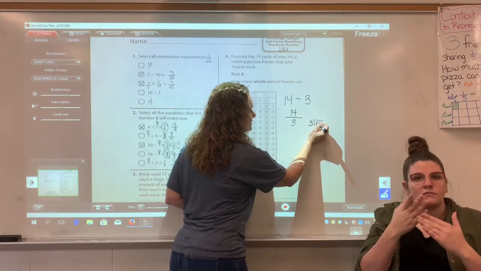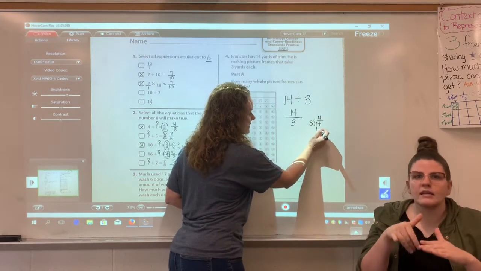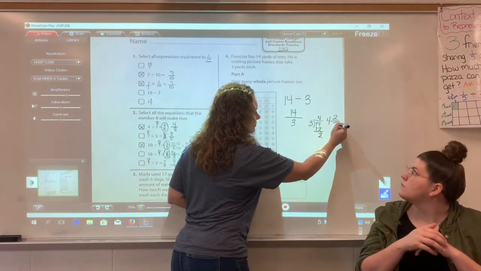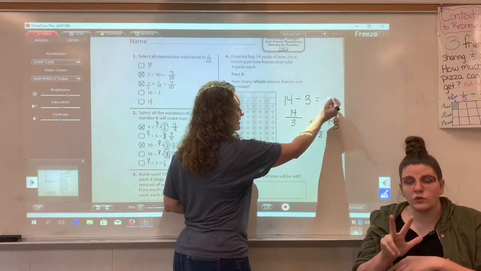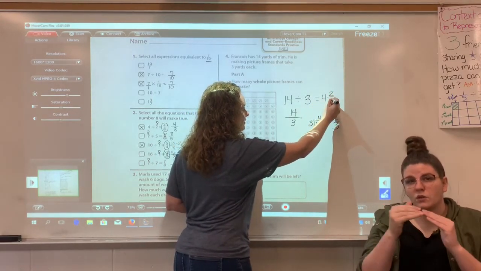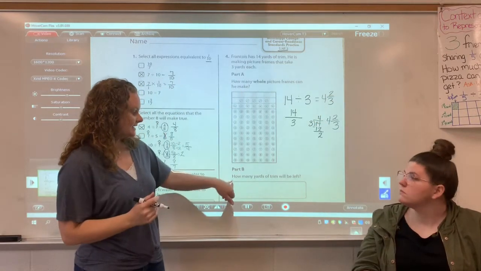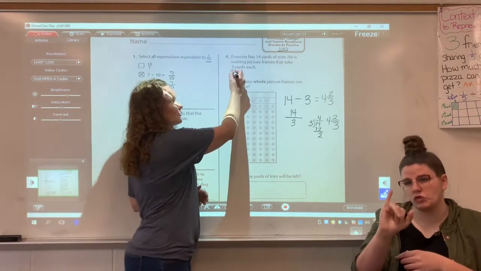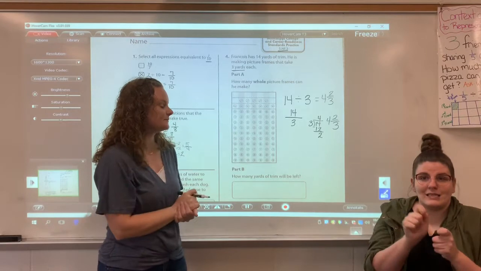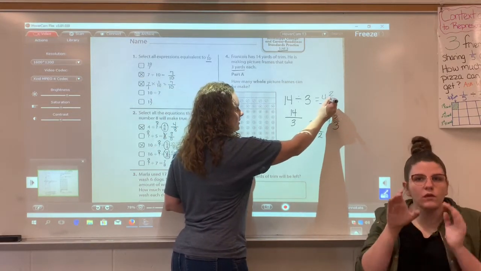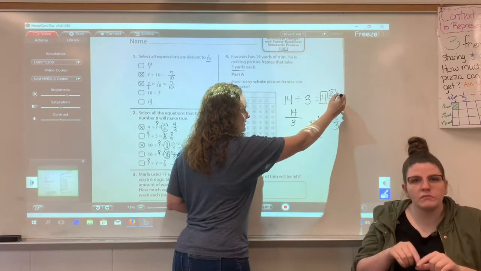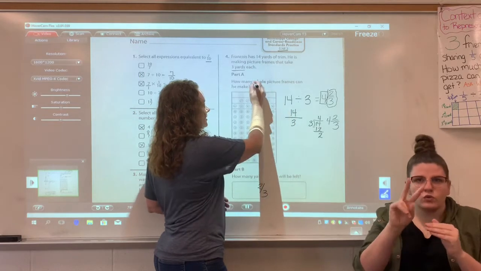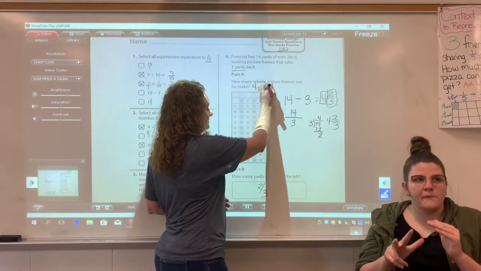3 into 14 goes 4 times. 12, minus, you get a 2, you have 4 2/3. Okay, so 14 divided by 3 is 4 2/3. B is asking how many yards of trim will be left. Well, he needs an exact 3 yards for each one of his picture frames. So that means that we can make 4 of them. And what we will have left is our 2/3. And up here you can make 4 picture frames.